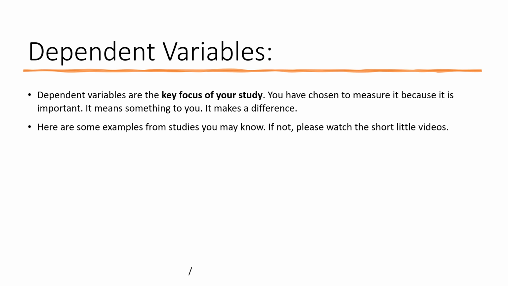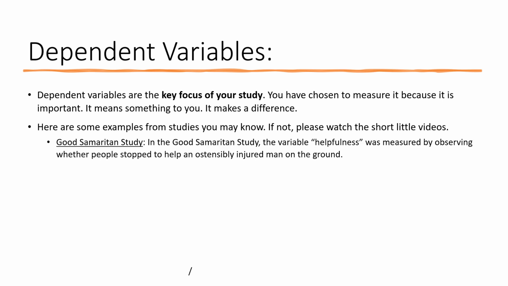So your dependent variable is your focus. It's where you've chosen to place your attention. It's important. It means something to you. It makes a difference. So here are some examples from studies you might know. I'm going to link these videos in the lecture. So in the Good Samaritan study that you should have seen, the variable helpfulness was measured by observing whether people stopped to help an ostensibly injured man on the ground.